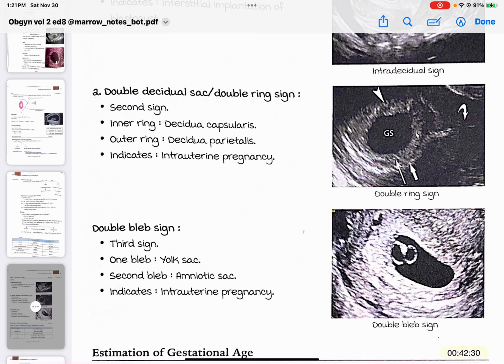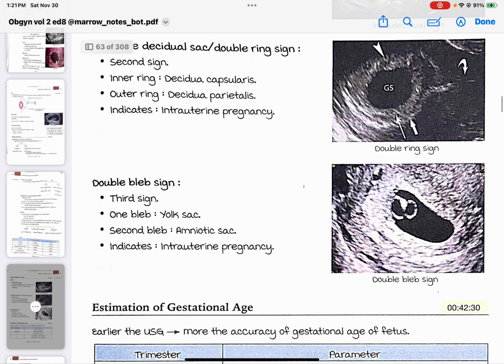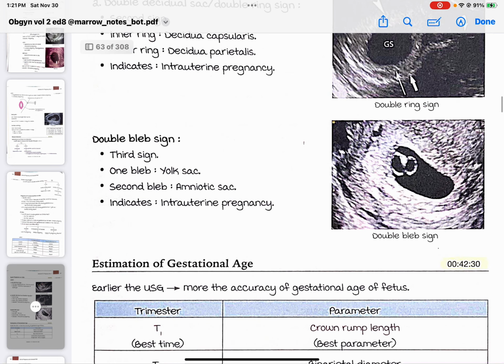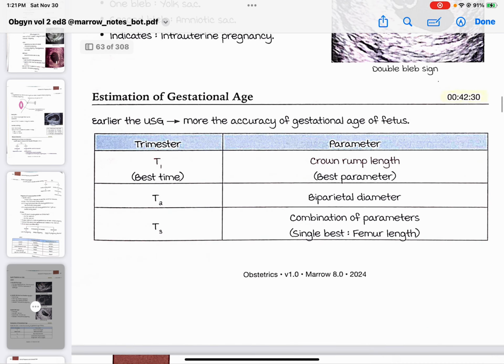Decidua capsularis, decidua parietalis. Double bleb sign. Third sign: one bleb, the yolk sac. Second bleb, the amniotic sac, indicates intrauterine pregnancy.